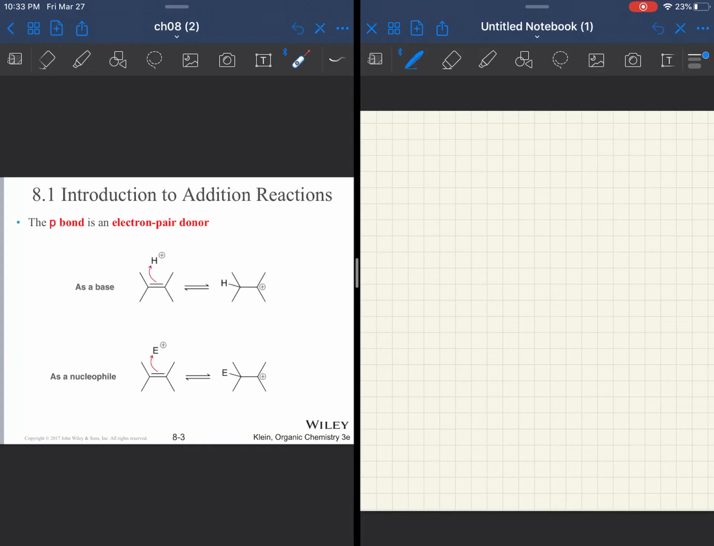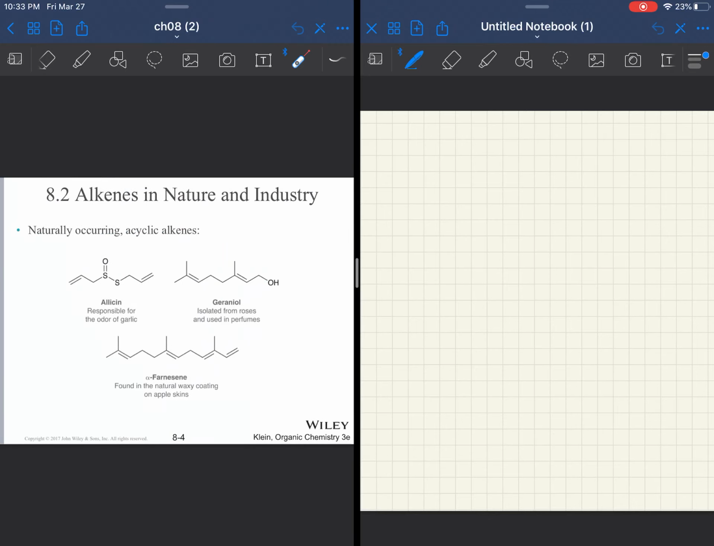Now, there are some basic steps that we'll see here, but you're going to see over and over again the arrow starting at the double bond and going towards either a proton or an electrophile. Your double bond can act as a base if it's picking up a proton, or as a nucleophile if it's attacking some other electrophile.